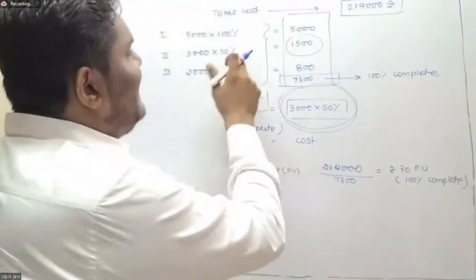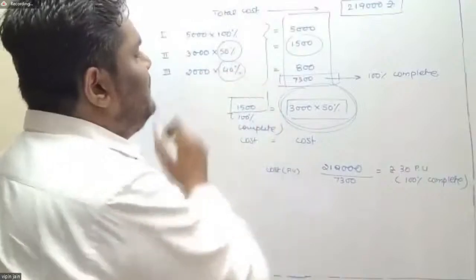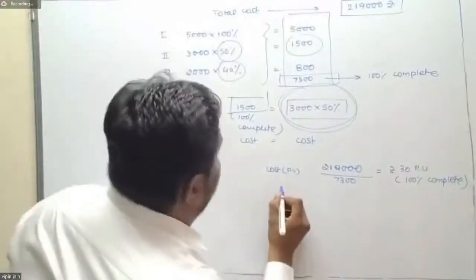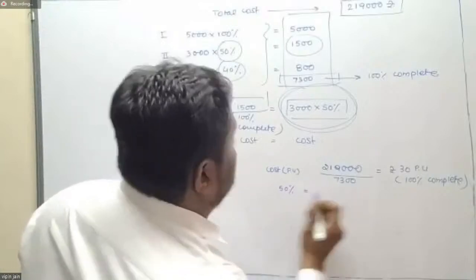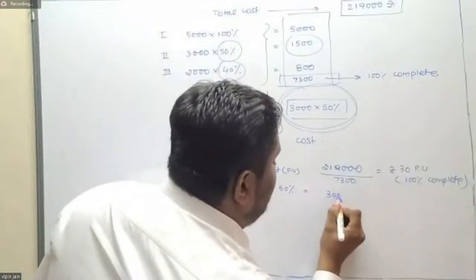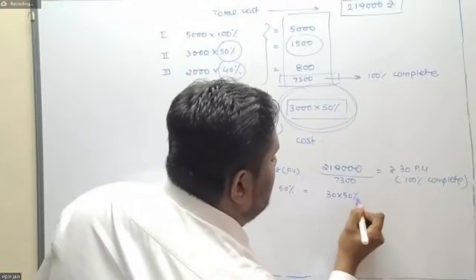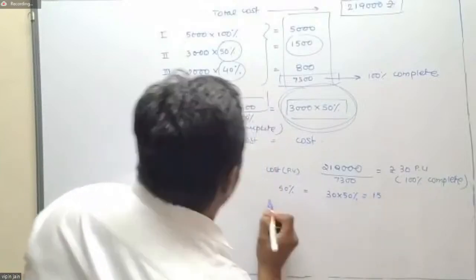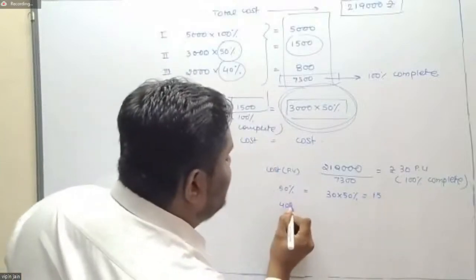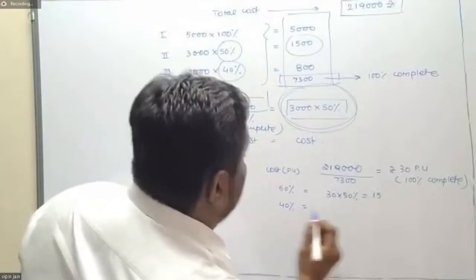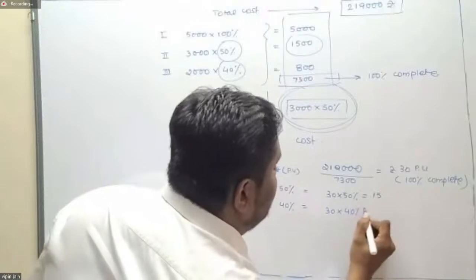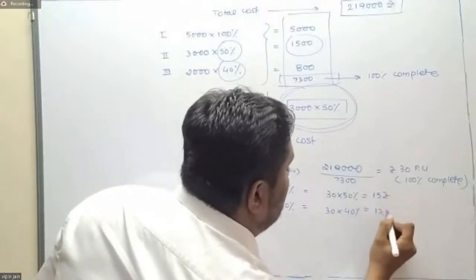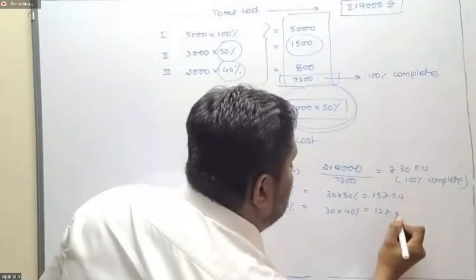So we can easily calculate the cost of units which are 50% complete and 40% complete. So 50% completed units cost will be how much? 30 into 50%, that is 15. Those units which are 40% complete, this will be 30 into 40%, that is rupees 12 per unit.